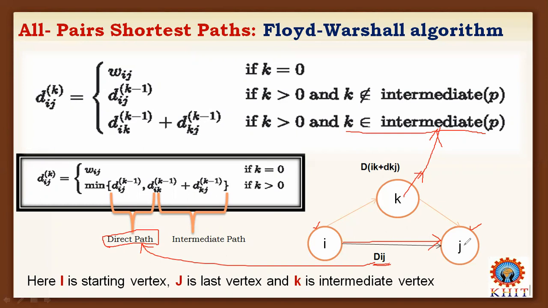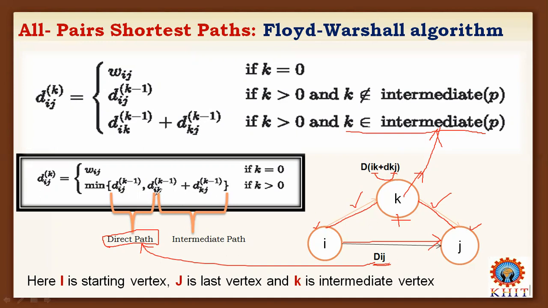But how to find the distance here? First you need to find the distance from vertex I to vertex K, and later on you need to find the distance from vertex K to vertex J. Next, you need to add the distance of I to K and K to J, and you will get the path from I to J through the intermediate vertex.